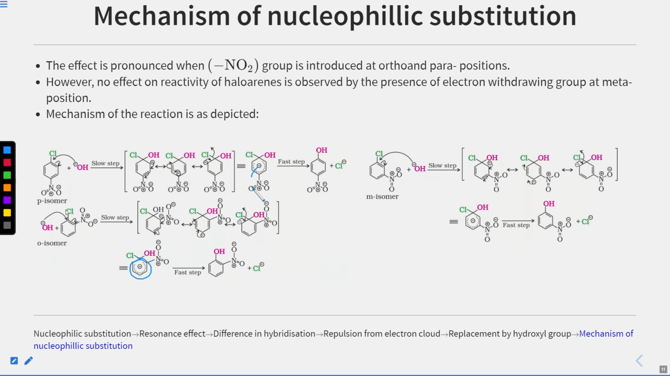The second one was the nature of your C-X bond. The first one was resonance. The second one was difference in hybridization. Since they both are different in hybridization, because your simple haloalkane is sp3 hybridized and has less s character compared to haloarene, which is sp2 hybridized and has more s character. So since it has more s character, it is pulling your halogen more effectively.